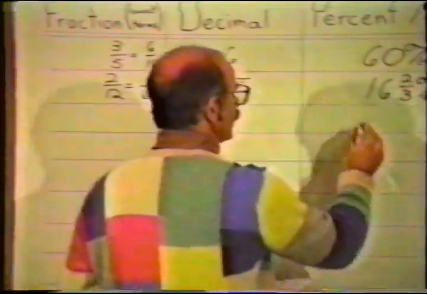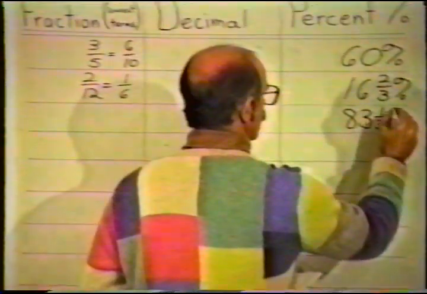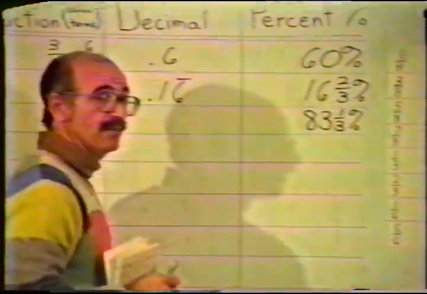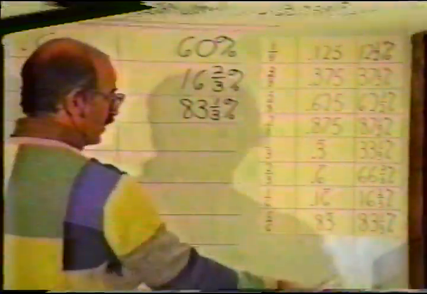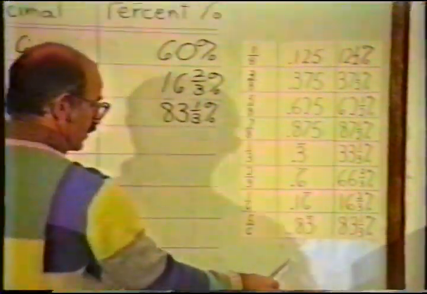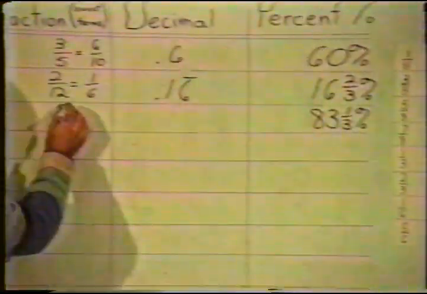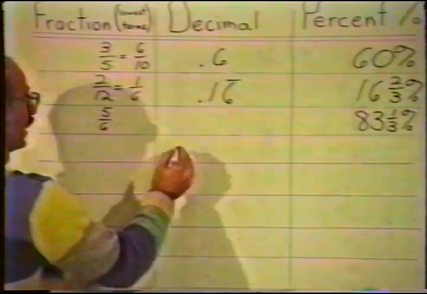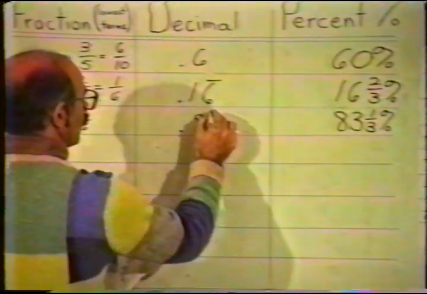The next one is 83 1/3%. Is that one that we should know? Yes, it's a memory percent. What fraction does that come from? 5/6, and as a decimal it's 0.83 with the 3 repeating.